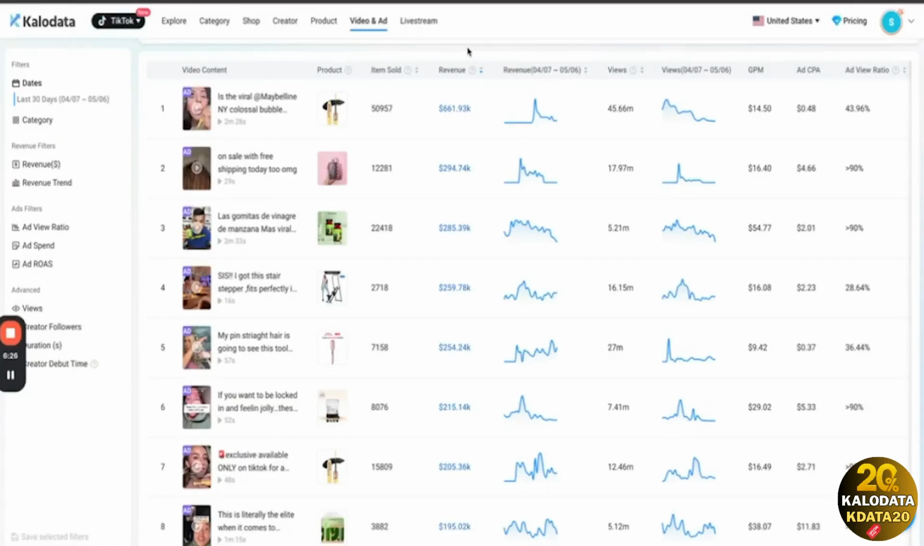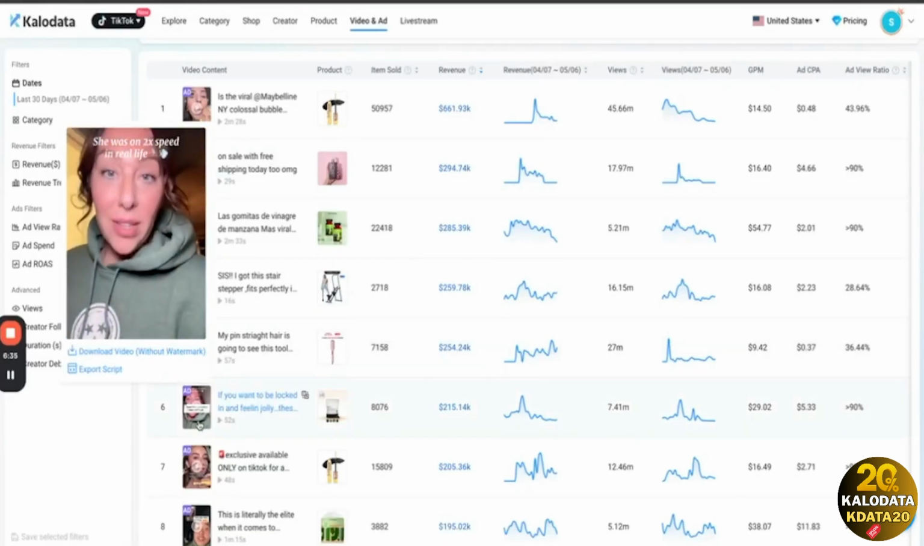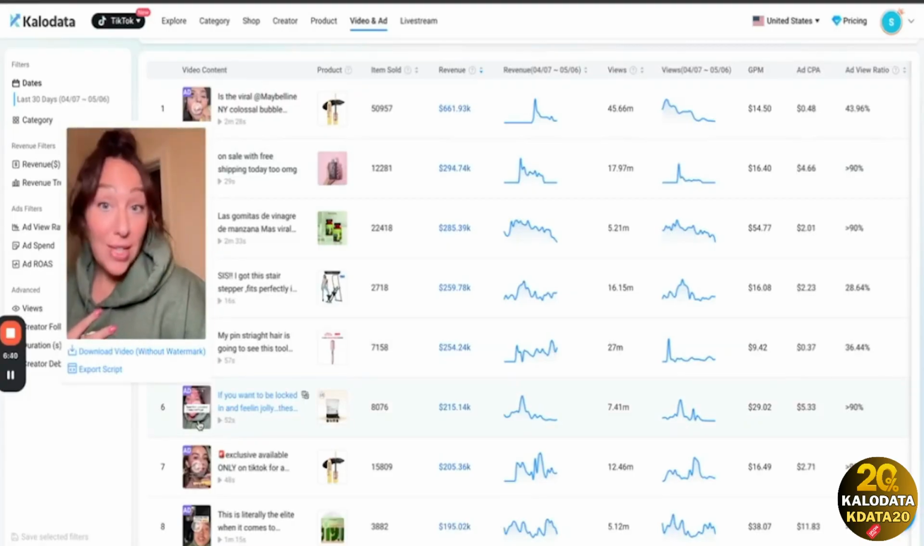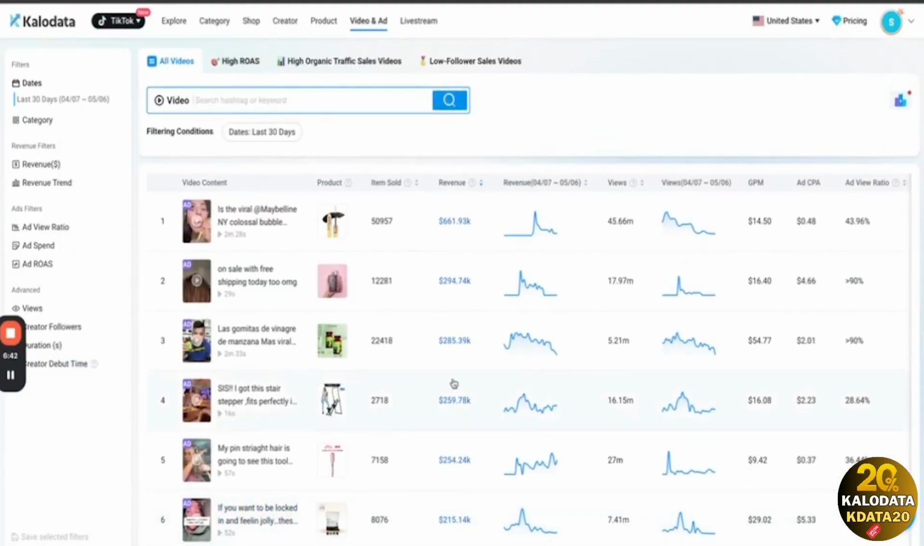I want to learn what angles people are using. How does their lighting look? What's their tonality like? What hooks are they using? I know this girl right here, she absolutely kills it. You can also see what visual text they're using and take inspiration. So there's a lot of great research that you can do with Kalodata.